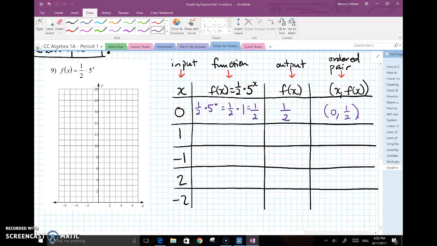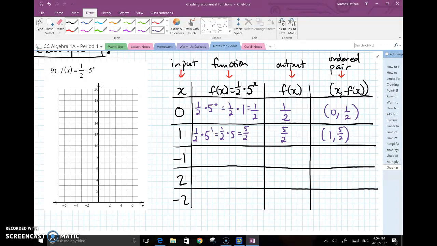Let's see if things change up for us. If our x is a 1, then I have 1/2 times 5 to the first power, which is like saying 1/2 times 5, which is 5/2. So my output is 5/2. So 1, 5/2. If you're wondering how in the world would I graph or plot a point when it's 1, 5/2, I'll explain that later.